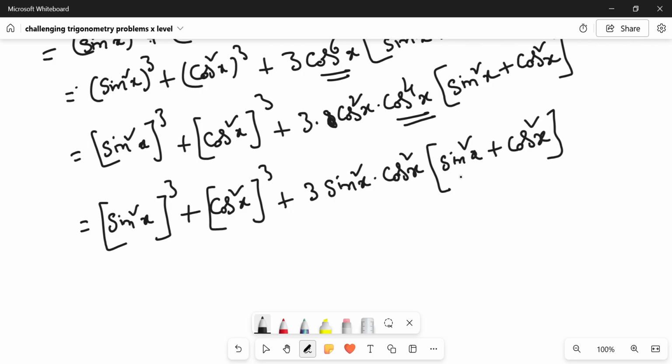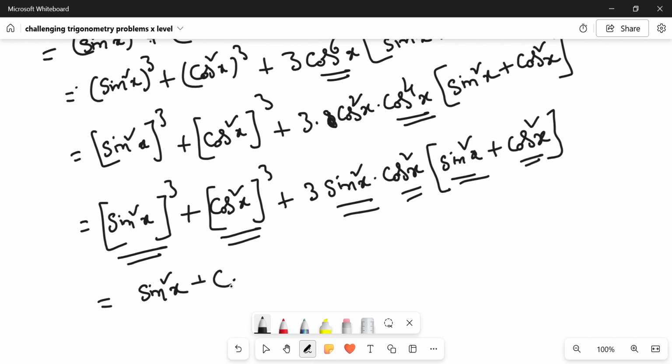Fine. So see the thing, this is a cube plus b cube plus 3ab multiplied by a plus b. This is nothing but a plus b whole cube. So the a plus b whole cube is over. So it is sin square x plus cos square x whole cube. So this happens to be equal to 1 cube, which is 1.